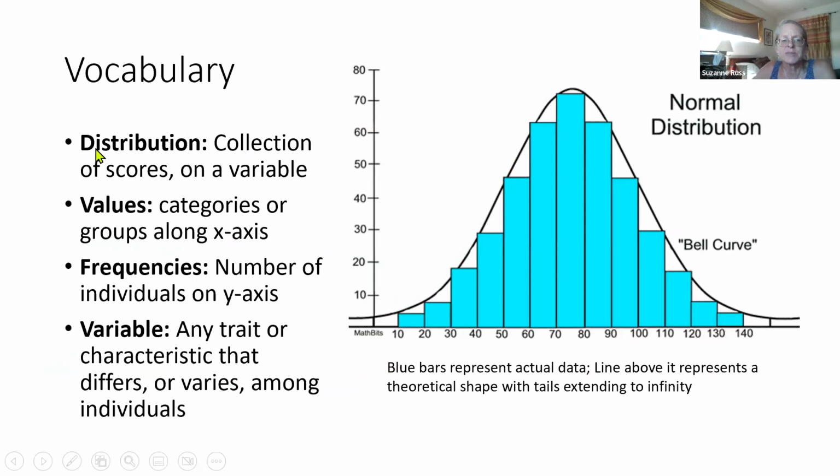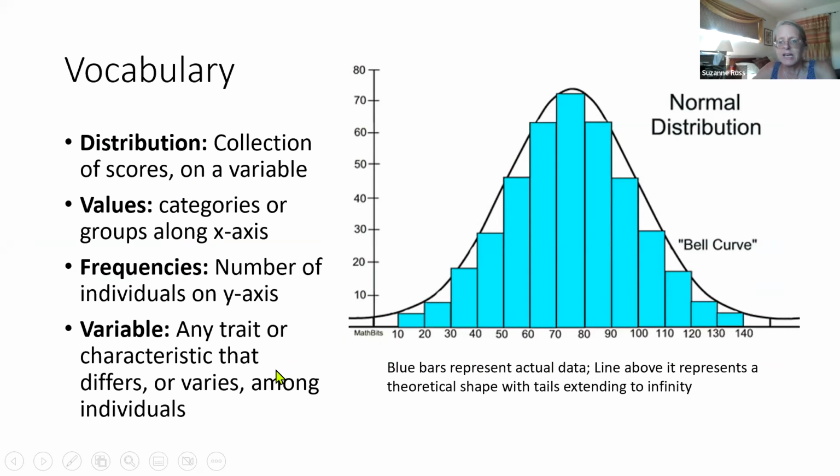When we say this word distribution, all we mean is the collection of scores on a variable. We're looking at how those scores are distributed, and we call that the distribution. We remind ourselves that the values are the scores on the x-axis, and the frequencies are the scores on the y-axis. And the variable is that trait or characteristic that we're talking about.